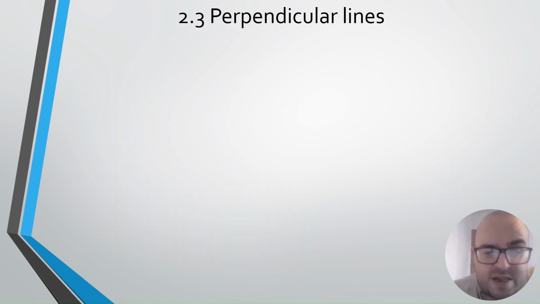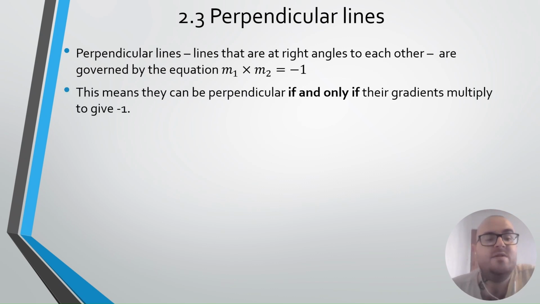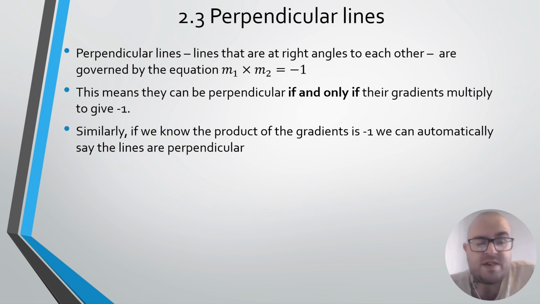Perpendicular lines, or lines that are at right angles to each other. Lines that are at right angles to each other are governed by the equation m1 times m2 equals -1. So they can be perpendicular if and only if their gradients multiply to give -1. If we know the product of the gradients is -1, we can automatically say the lines are perpendicular.